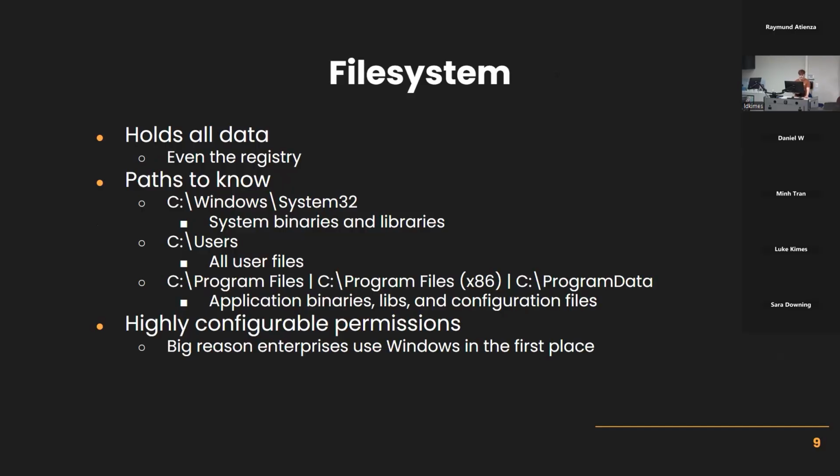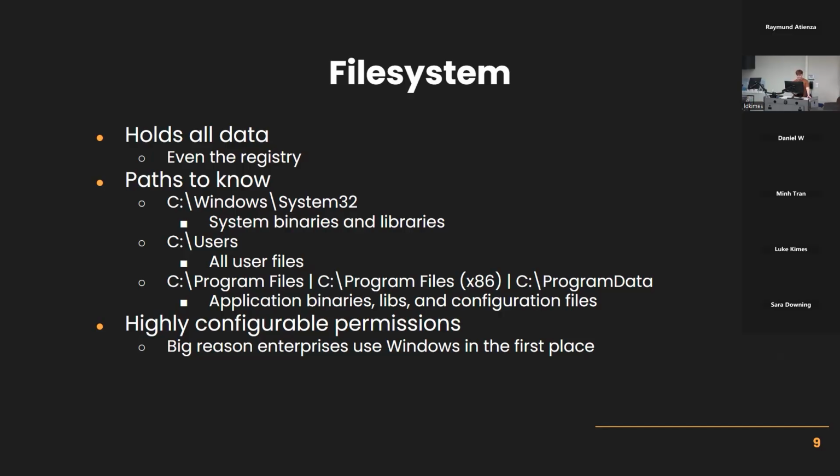The file system. Hopefully you know what the file system is if you've used a Windows environment before. But the main thing that differentiates it from the Linux file system is that the paths are a little different. All the system binaries and libraries are under System32 in the Windows folder. All the user files are under the Users folder, and the different program files are in the different Program Files folders respective to where they belong. So binaries would be in Program Files, and config files would be in ProgramData. Libraries would be in like x86, etc.